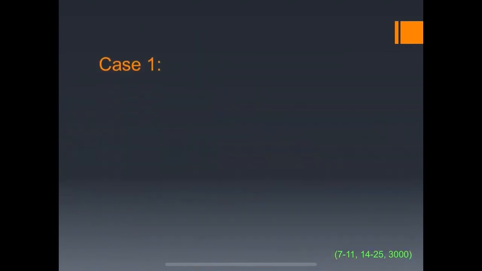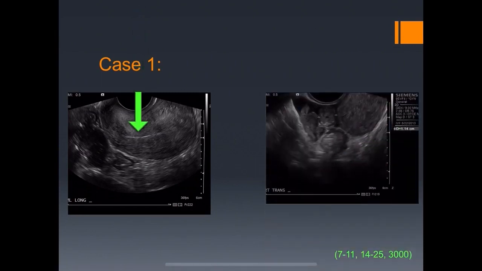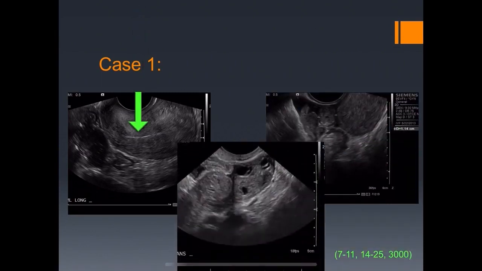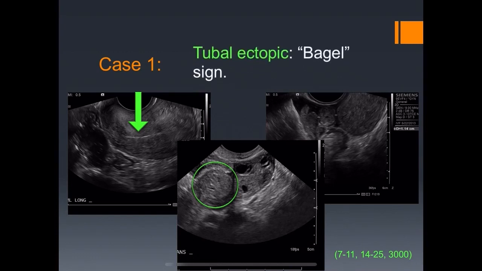So let's go through the cases. Case number 1, so we had this retroverted uterus. We don't see anything in the endometrial cavity, but if we go to the adnexa, we do see the ovary, but we see an additional structure. And the ovary being that structure which has follicles in it. This additional structure is right here. So in a pregnant patient, anything outside of the ovary is an ectopic until proven otherwise. And this turned out to be a tubal ectopic.